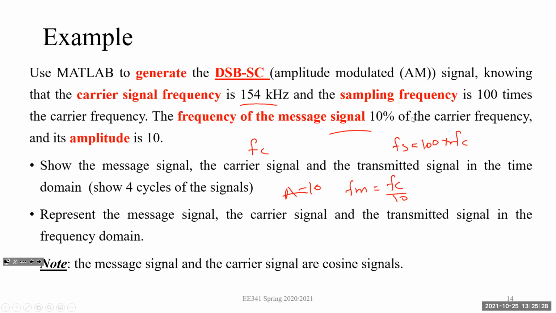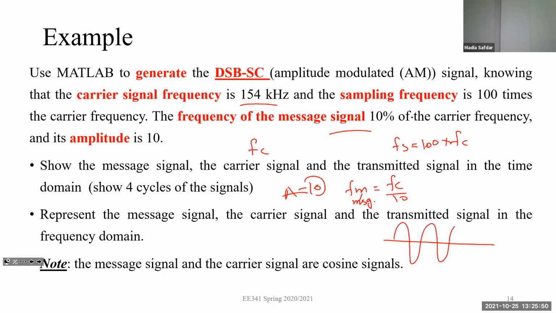Sorry, Fm is the frequency. Fm is the frequency of the message signal. It's the same as the amplitude. What amplitude? A equals 10. You know this. For example, this is a wave. Frequency means this, and this is amplitude. Yes, I know. But in the question, amplitude is given as 10. Right. Okay, given here.